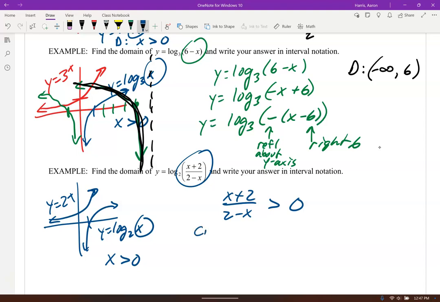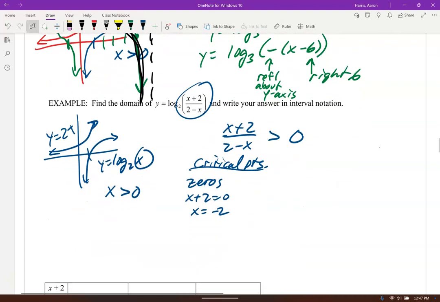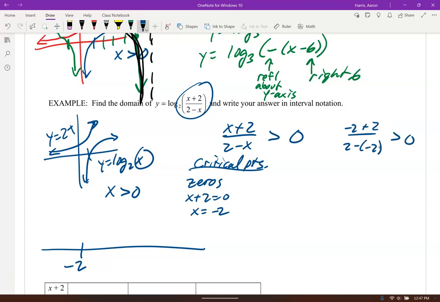Well, let's find our critical points here. Our critical points would be our zeros. So what makes the numerator 0? Negative 2. So negative 2 would be on our testing interval. I cannot include negative 2 because if I plug it in, I'd have negative 2 plus 2 over 2 minus negative 2. Is that greater than 0? Well, I have 0 over 4. Is 0 greater than 0? False. So I'm not going to include negative 2.